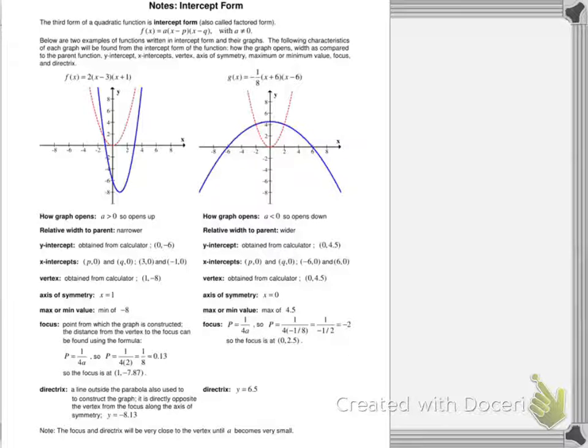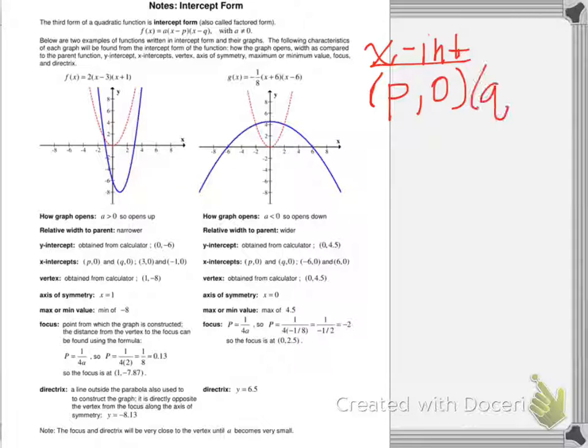Alright guys, today we're going to talk about the last form of quadratic equations, which will be intercept form. And the reason it's called intercept form is because, just like our other forms, you can pull something out of it, and specifically you can pull out your x-intercepts, which are in the form of p, comma, 0 and q, comma, 0.